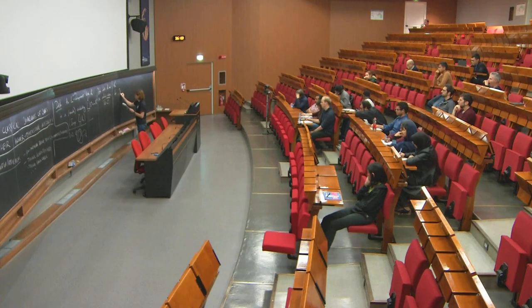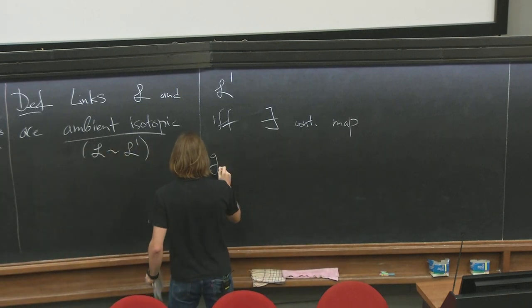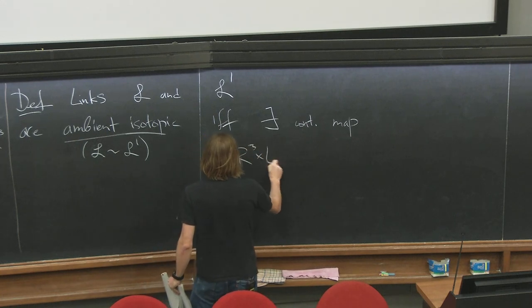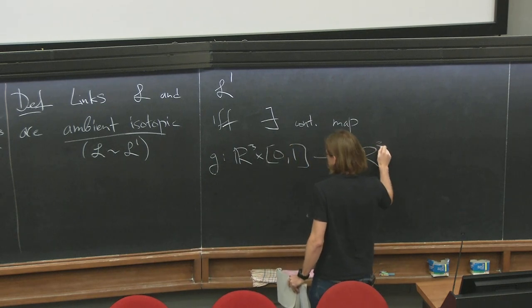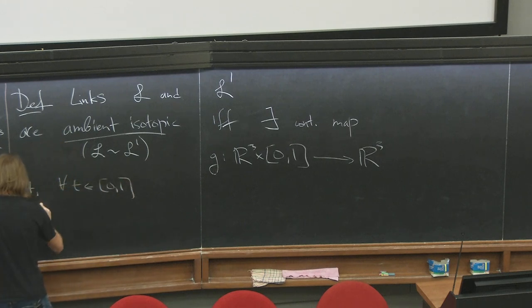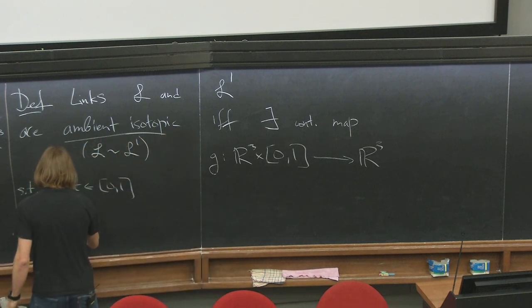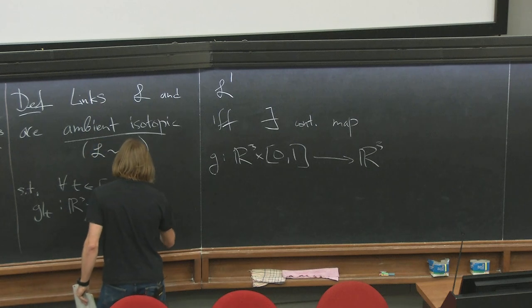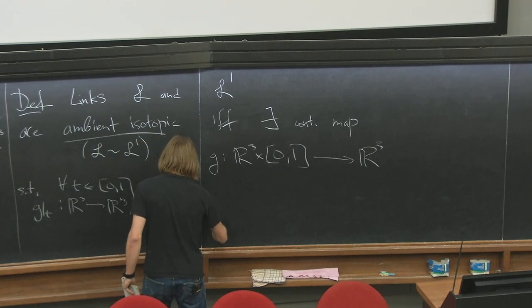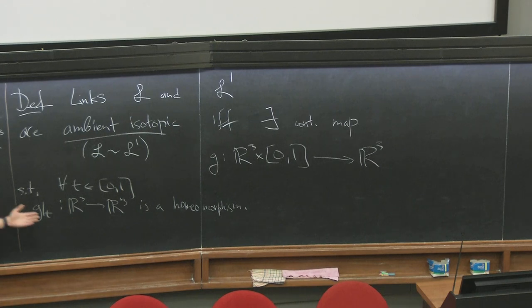If and only if there exists a continuous map, let me denote it G, from R3 times an interval to R3, such that for any t in this interval, if I take the restriction of this map to a particular element here, this would be a map from R3 to R3, and it is a homeomorphism. To remind you, a homeomorphism is a continuous map for which the inverse exists, and it's also continuous.